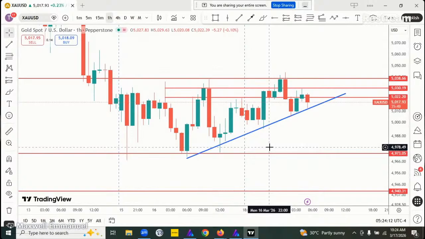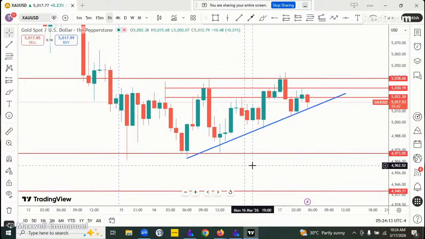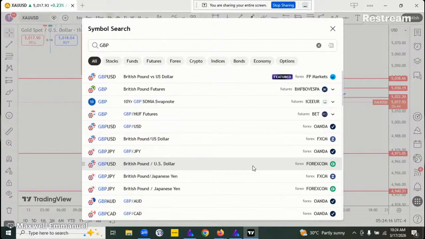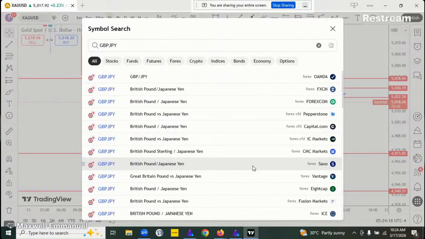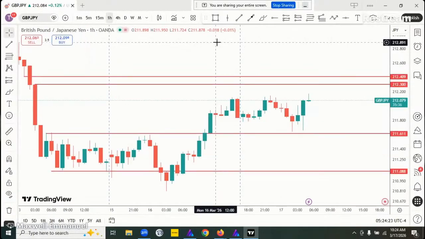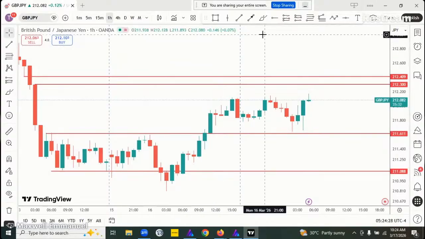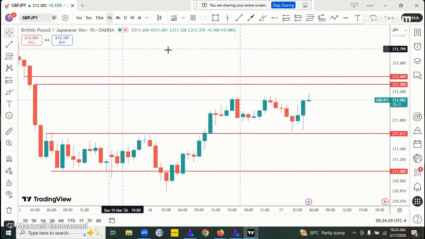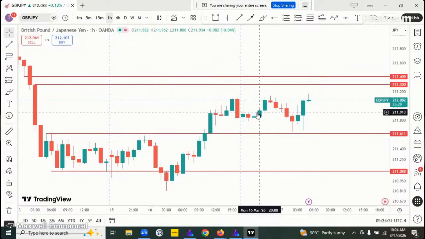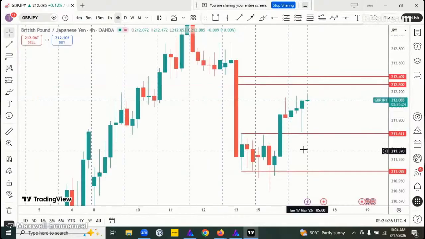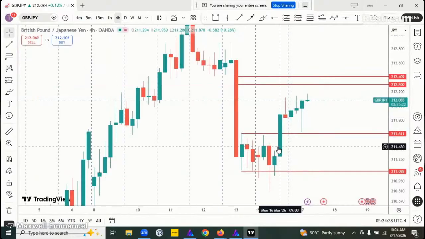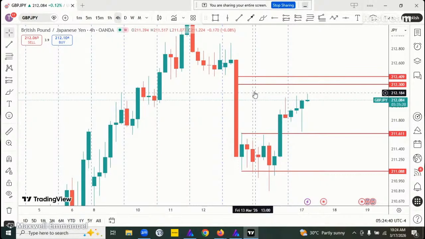Then on GJ, GBP JPY, we said yen is bearish. It means we should look for buys on GBP JPY. I caught a buy on GBP JPY yesterday, made so much profit on that move, and I'm out of this trade. If JPY reverses to this fair value gap, maybe I could join the buy again. I could take another buy.